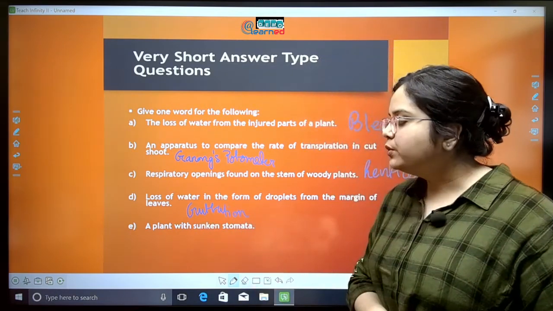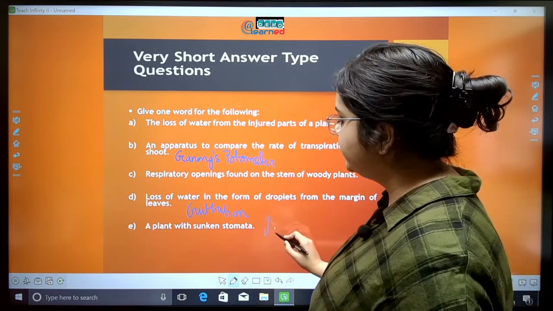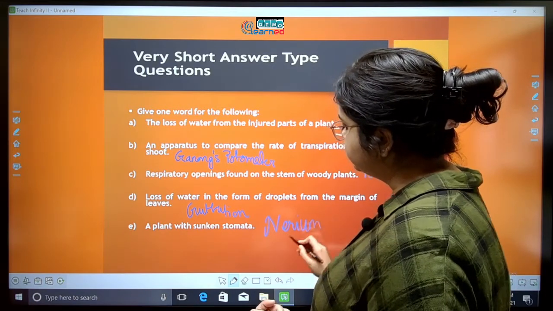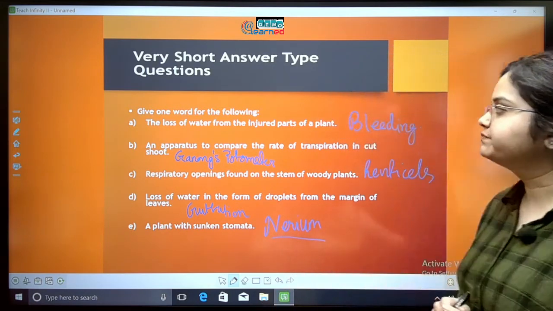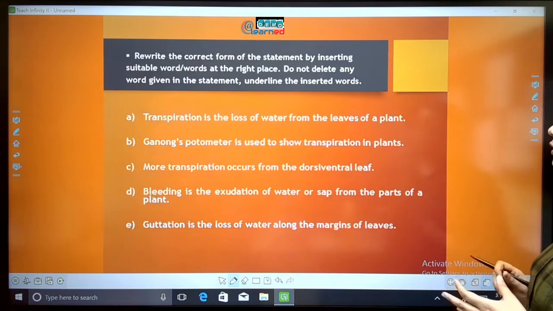And a plant with sunken stomata. If you have to give an example, you can say Nerium. This is a scientific name, so you have to underline this name, the genus name. So, these are the answers of one word questions.